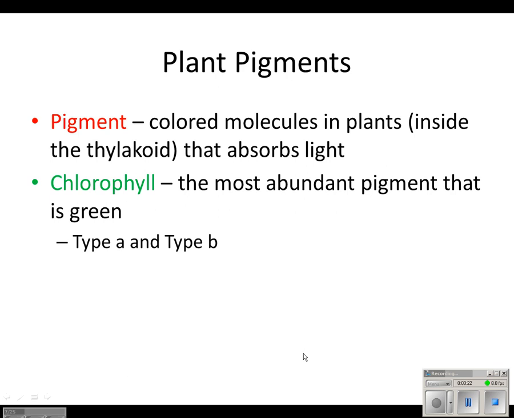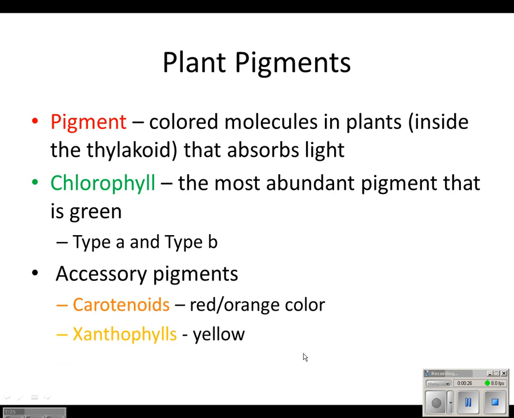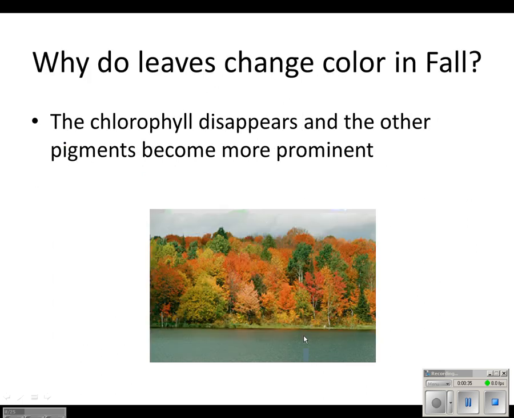There are two types of chlorophyll, type A and type B. There are also other accessory pigments called carotenoids, which are a red-orange color, and xanthophylls, which are a yellow color. We can see these pigments if we look at the fall trees and we see all these beautiful colors in the leaves when they change for autumn. What happens is the chlorophyll almost disappears so that the other pigments then become prominent, so we see those colors instead of the green color.